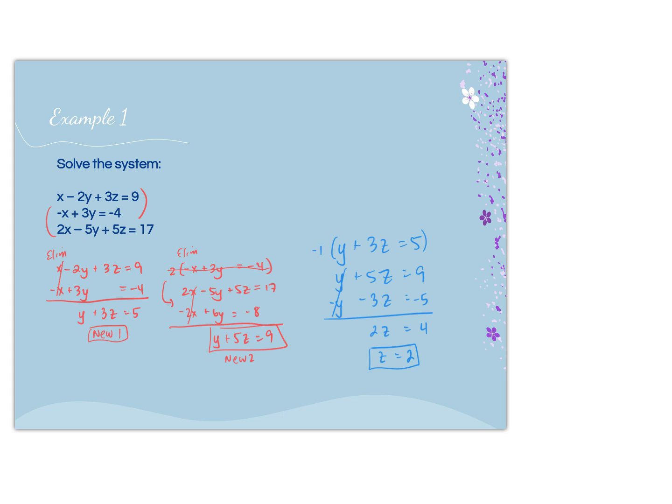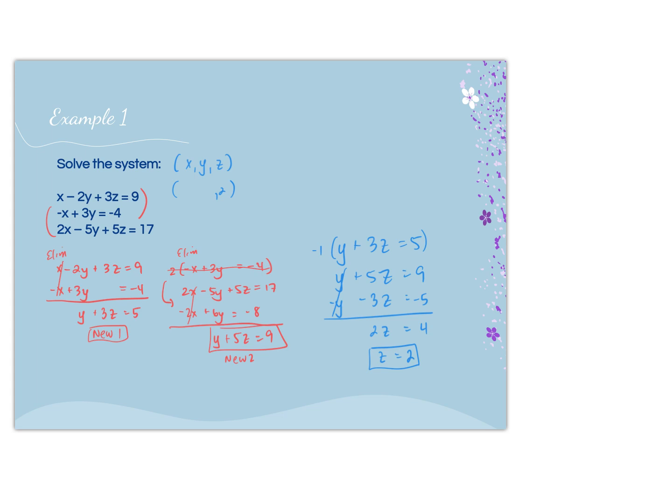All right, so now that I have that, my solution here is going to be an x, a y, and a z coordinate. So I already have my z coordinate, and it's 2. Then what I'm going to do is plug that in to either new 1 or new 2, right?